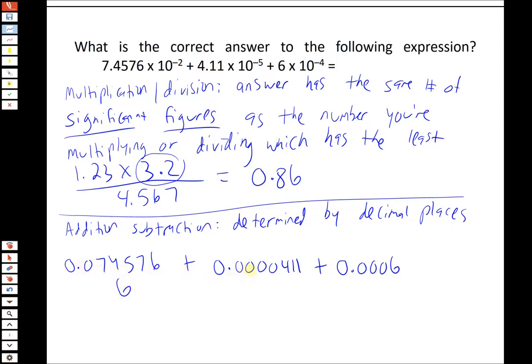For this one, 1, 2, 3, 4, 5, 6, 7 numbers after the decimal point. And then for this one, 1, 2, 3, 4 after the decimal point. So when we add these three numbers together, the number of decimal points in our answer should be the same as that which has the least. So our answer should have 4 decimal points. So when we punch all these numbers into our calculator, let's see what we get.